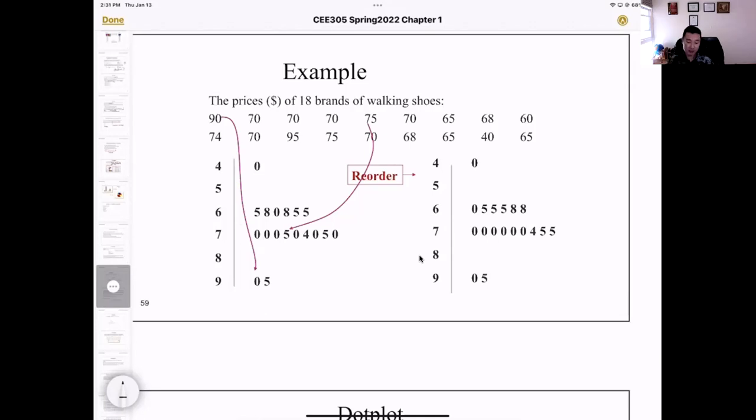Also remember, we need to arrange the values from small to large, from small to large.